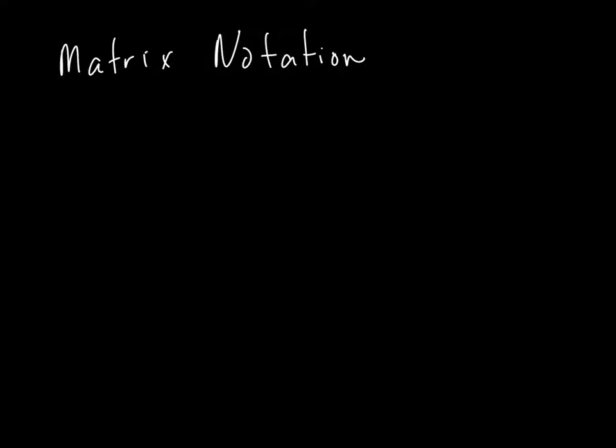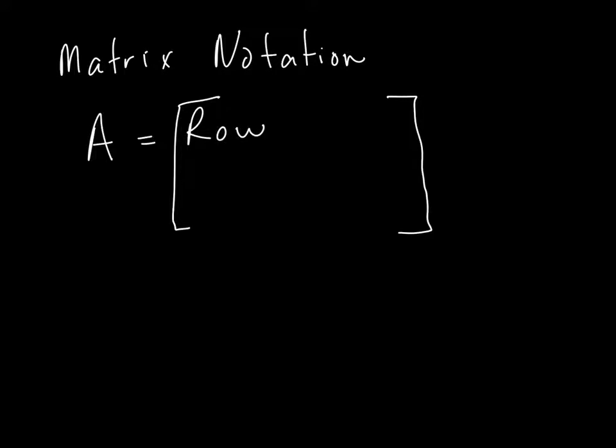To start with a matrix, matrices are always named by capital letters. Let's say matrix A. Everything inside the matrix going across are rows. Anything going down is called a column.